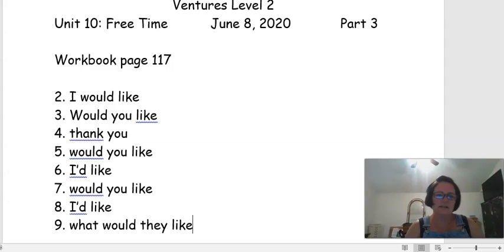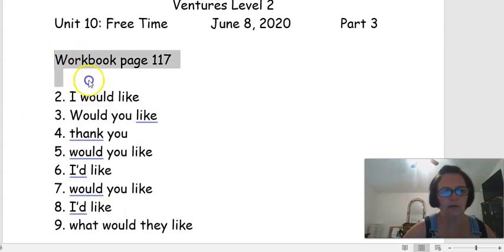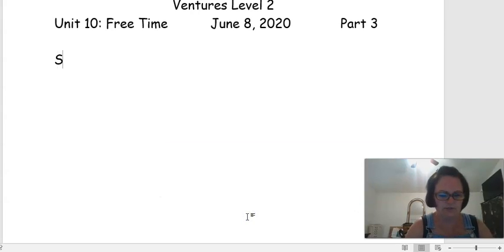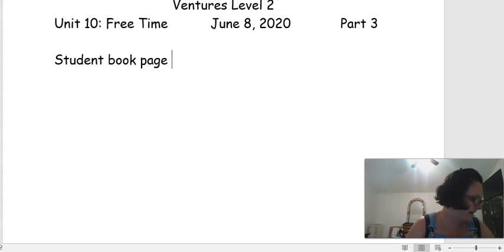Okay, so that's the end of part 4 on page 117. Go ahead and make any corrections that you need to. And once again, this is a good place for you to stop and practice reading that script and practice with someone if you have that opportunity. Okay? So we're going to close the workbook and flip back to our student book on page 126.